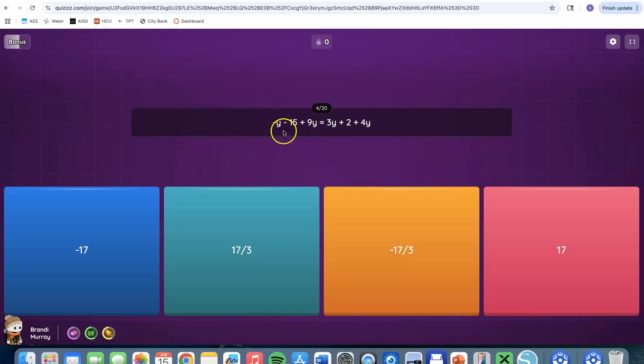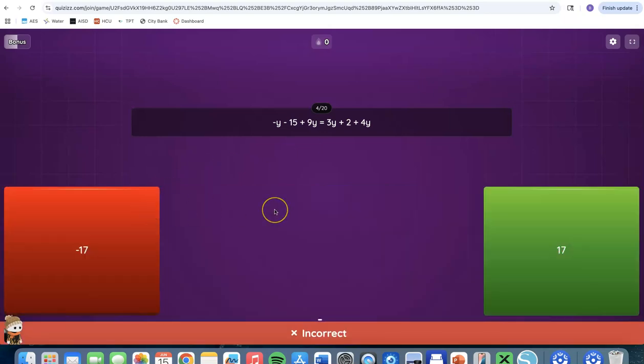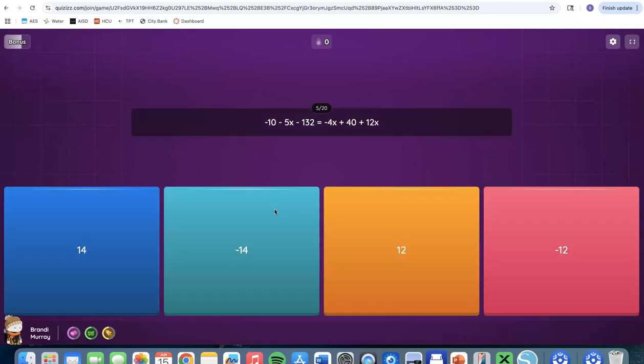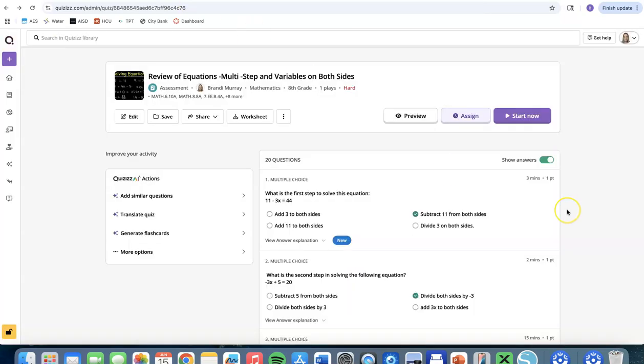Then it goes into questions harder than our two-step equations. These are going to be your combining like terms and then moving them to the other side. I do not remember what these answers are, I'm not going to lie. But it does eventually get harder. So if I wanted to close out of this or go and look at the actual questions.